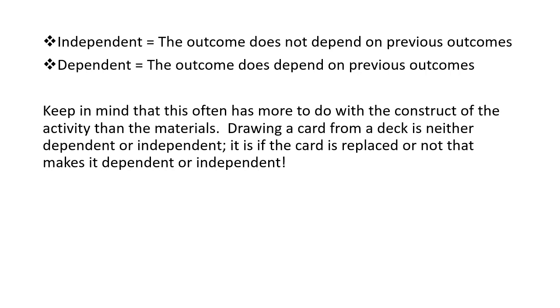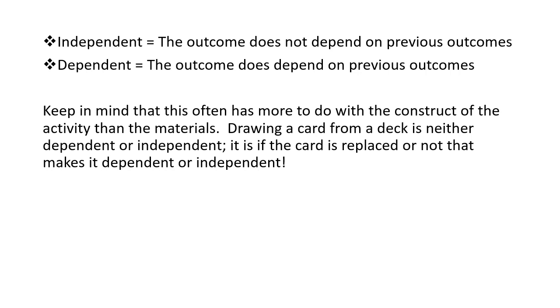Now, we compared that to dependent, where the outcome does depend on previous outcomes. And we talked about that jar having 10 red marbles and 30 marbles total. And if I pull that first marble out and it's red, and I don't put it back in the jar, well, now the total number of marbles has changed, and the total number of red marbles has changed. So the probability of drawing a red has gone from 10 out of 30 to 9 out of 29. This is what we mean by dependent. That each of the outcomes is dependent on what's happened before.